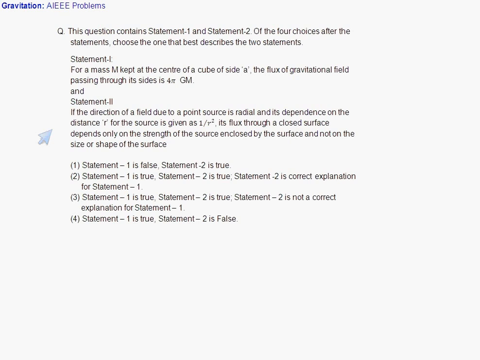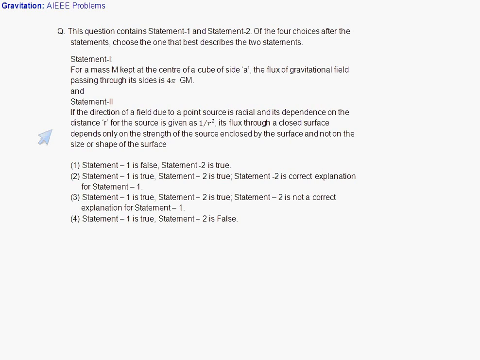Statement 1. For a mass M kept at the center of a cube of side A, the flux of gravitational field passing through its sides is 4 pi GM. Statement 2. If the direction of a field due to a point source is radial and its dependence on the distance r from the source is given as 1 by r square, its flux through a closed surface depends only on the strength of the source enclosed by the surface and not on the size or shape of the surface.